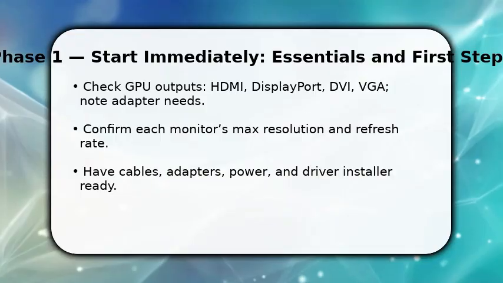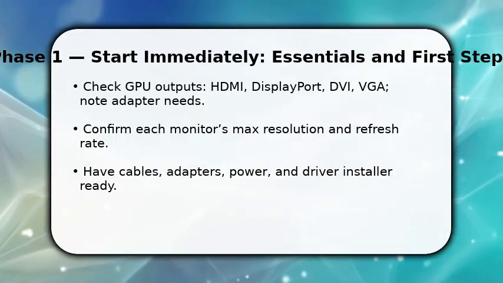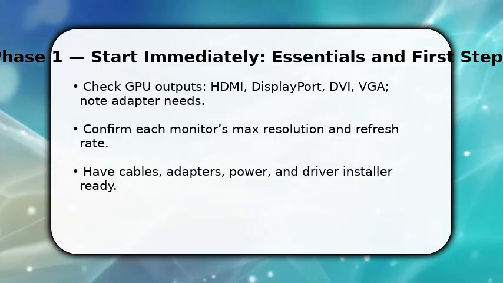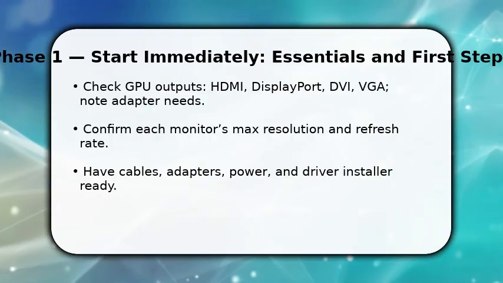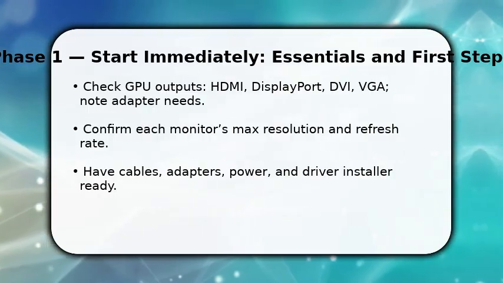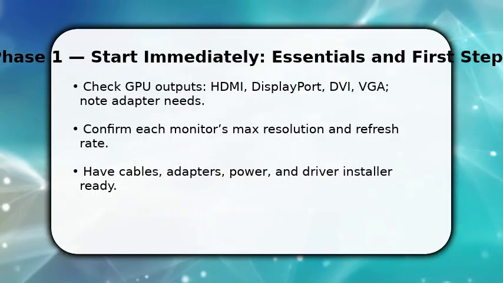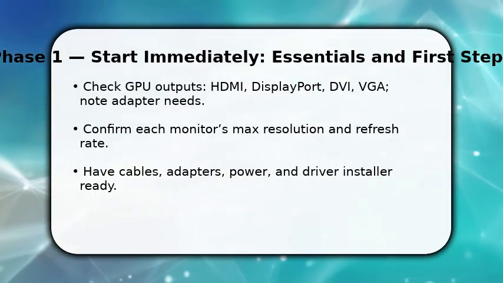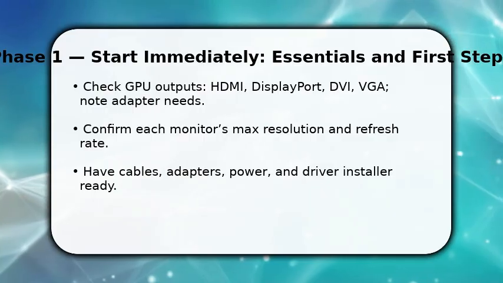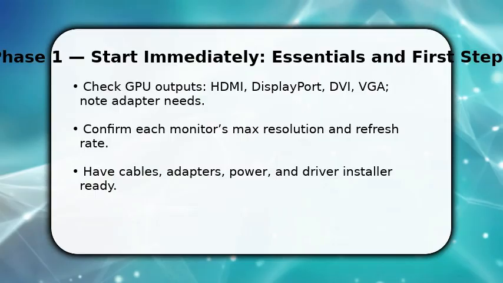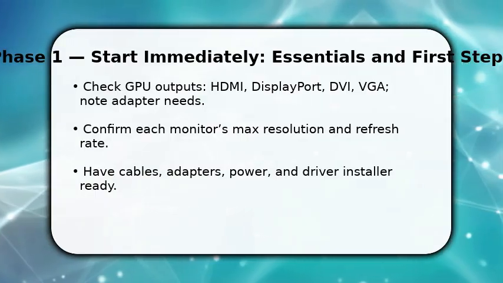You begin by confirming physical connections and capabilities. Plug the primary monitor into the preferred port, usually DisplayPort or HDMI, and attach the second to the remaining output, using a passive adapter only if necessary. Once done, power both displays and boot the computer, then open your graphics control panel or Windows display settings so you can verify detected monitors.